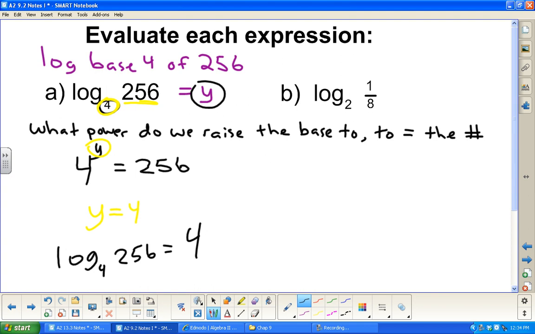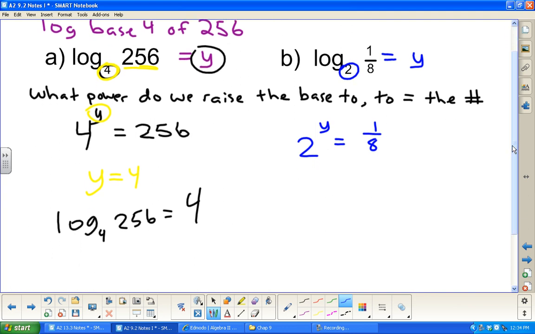All right, part B. What power would we raise 2 up to equal 1/8? Or if you want to throw an equals y on the end here. 2, change into exponent form, to some power equals 1/8. What is the exponent? That's what we're trying to figure out. So in this case, I think we did one like this before. It's a negative exponent, and the answer here should be -3. Right? Because the 8's in the denominator. 2 to the third is 8, so 2 to the negative third is 1/8.